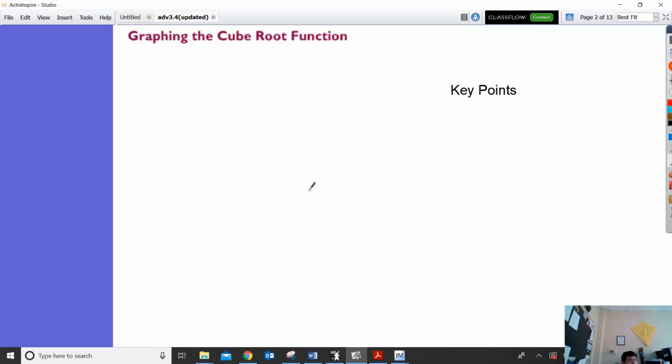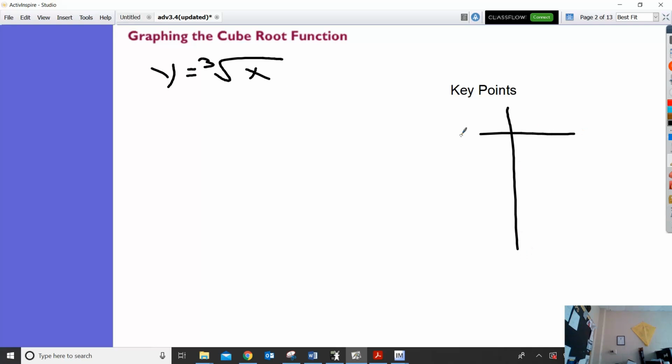Just that. Good. All right, this is the cube root function. All cube root functions look like this one. The cube root function is y equals cube root of x. We're going to do 3 key points again. We're only going to use 3, and I'm going to pick them for you. The first thing we're going to take the cube root of is -1.